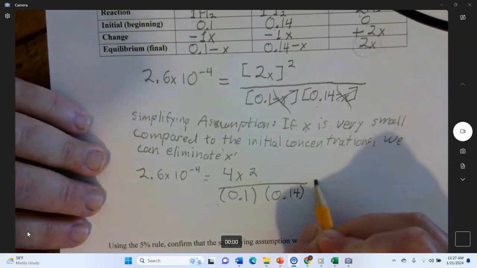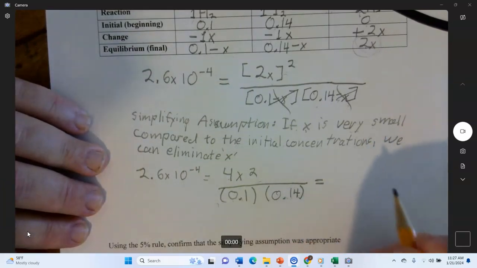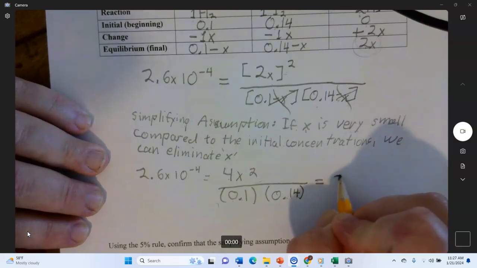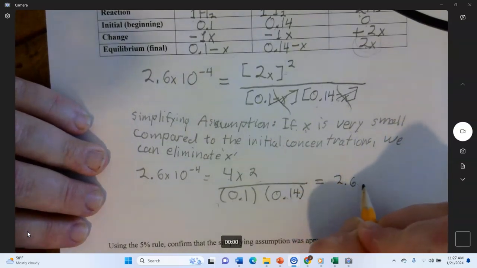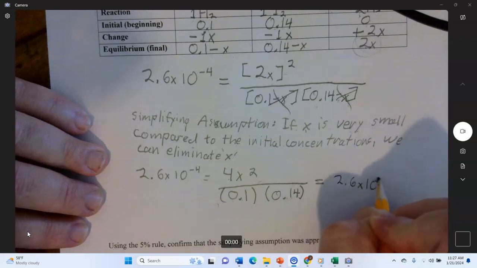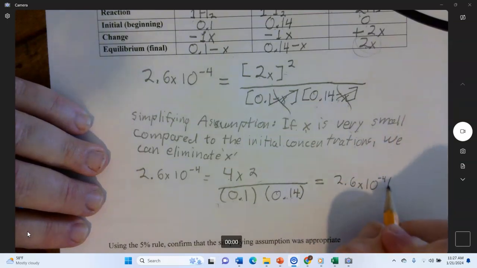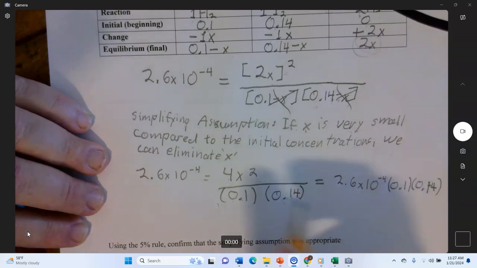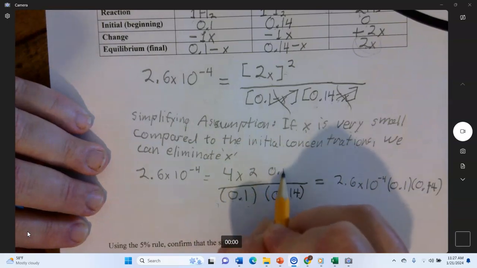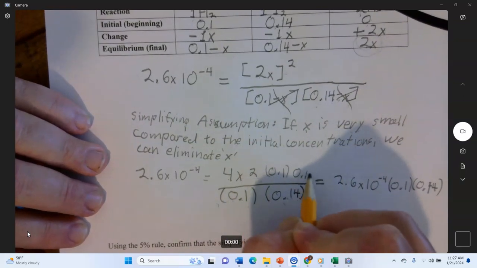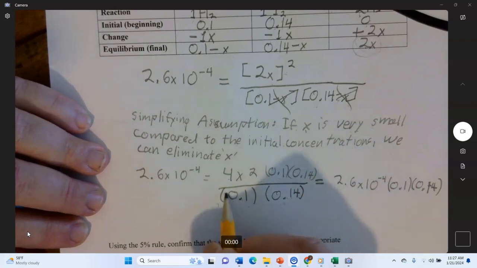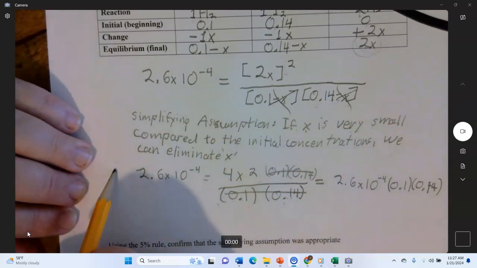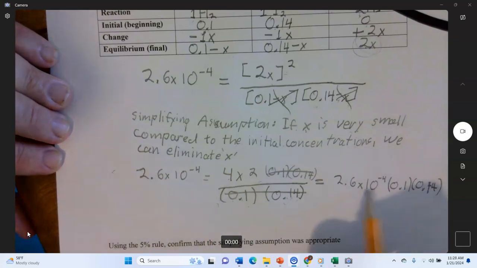Okay, so I'm going to come over here and I'm going to write that equals 2.6 times 10 to the negative 4. And we're going to multiply it by this and this, these two, 0.1 and 0.14. So we multiplied the top here by 0.1 and 0.14. This is just basic algebra. These canceled. And now I multiplied this side by them as well. So there it is right there.